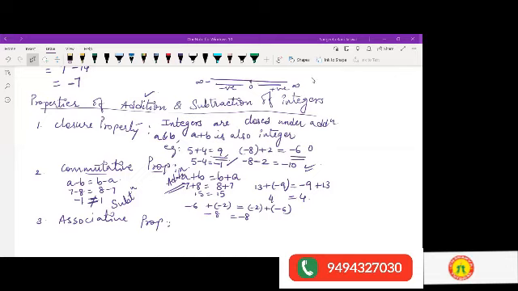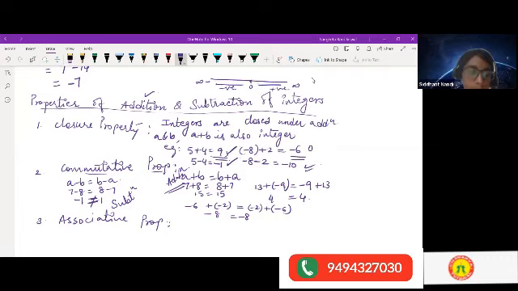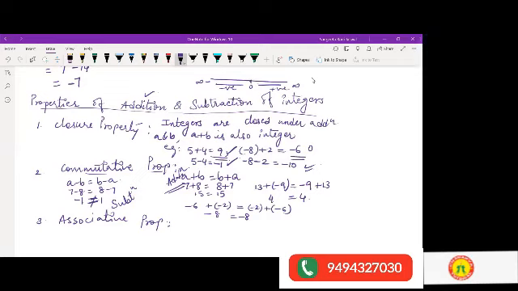See, closure property in case of integers says that when we add two integers, we get the answer also as an integer. When you add two integers, your answer is also an integer. And when you subtract two integers, your answer is again an integer. This is what the closure property says about addition and subtraction. Understood? Ma'am, can you hear me now? Yes, now I can hear you.